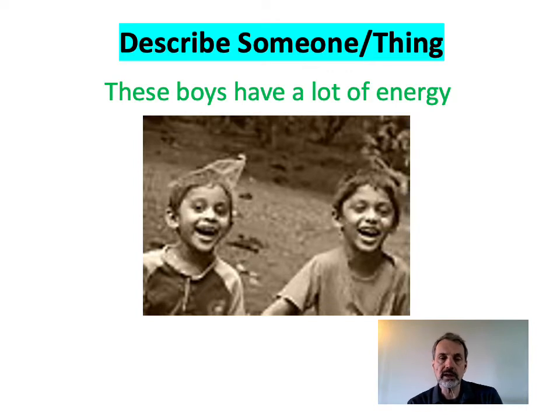Now, we can also use the simple present to describe someone or something. When we do this, we describe the things that are normally true about this person, the things that don't change much. They are part of who that person is, their personality, and their appearance. For example, these boys always have a lot of energy, so their mother and father are usually tired.